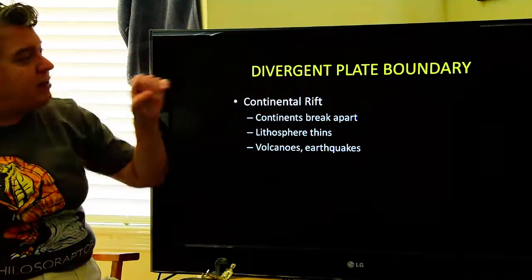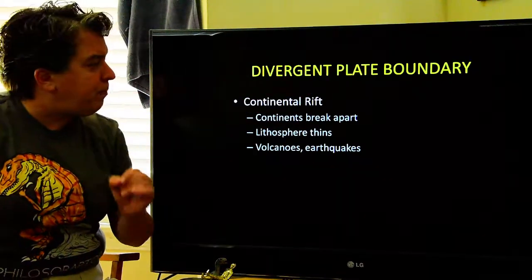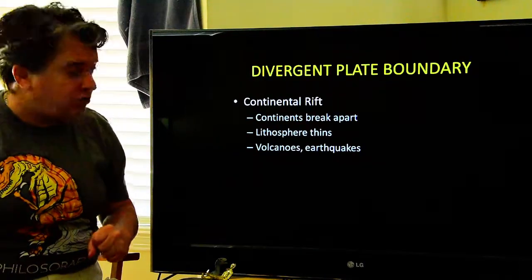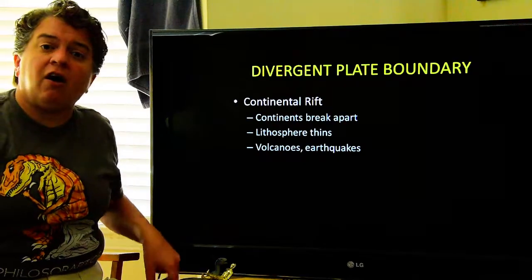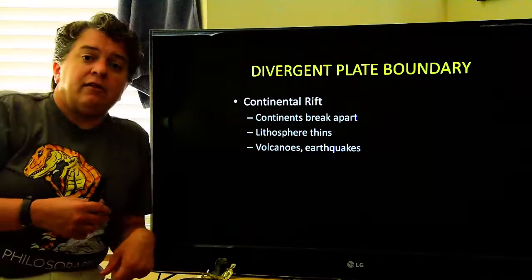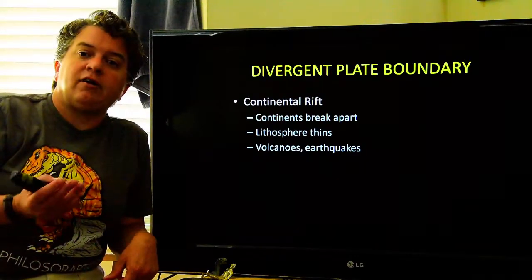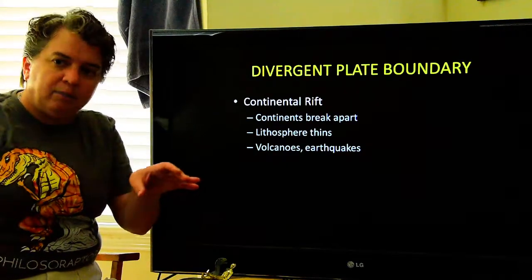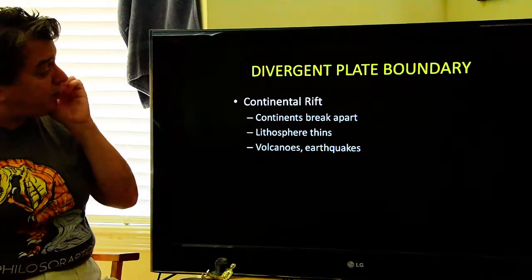We're going to start with a divergent plate boundary. Divergent means plates are moving away from each other. And if this happens on the continents, we get what's called a continental rift. And ultimately, this is how continents break apart. You get this rift developing, breaking pieces of the continents away from each other.